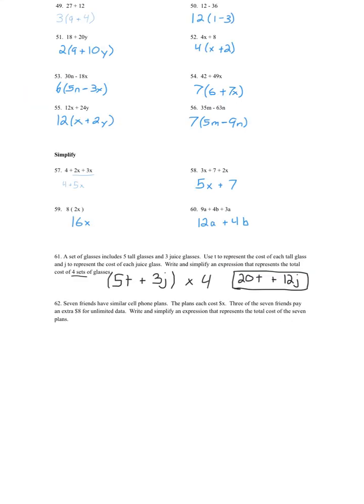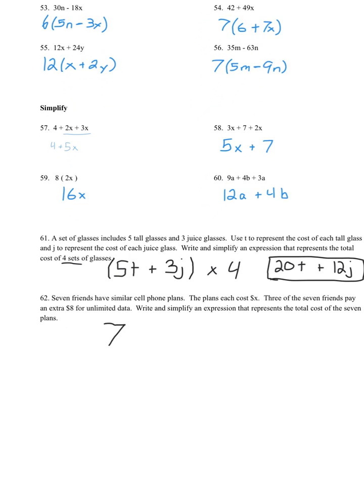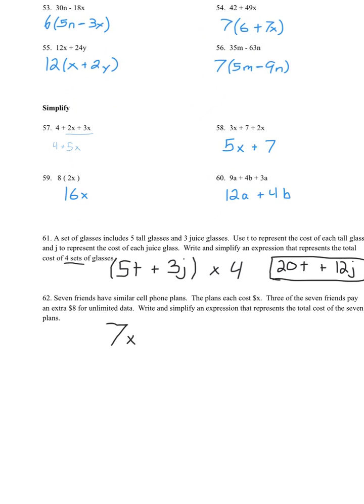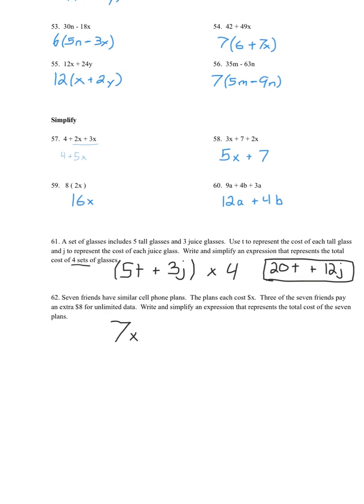Looking at number 62, it says, 7 friends have similar cell phone plans. The plans each cost X amount of dollars. 3 of the 7 friends pay an extra $8 for unlimited data. Write and simplify an expression that represents the total cost of the 7 plans. So if we have 7 friends, each paying X amount of dollars for their plan, we have 7X, or if you wrote 7 times X, that means the same thing.